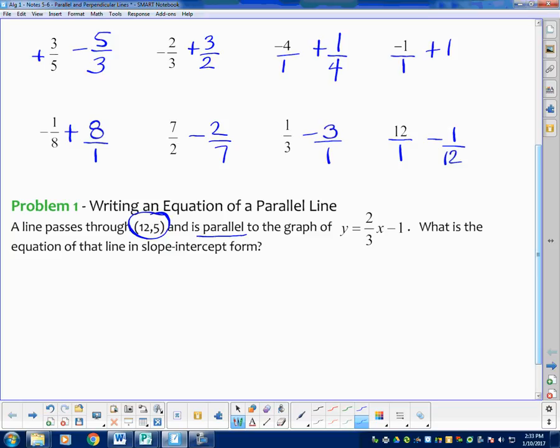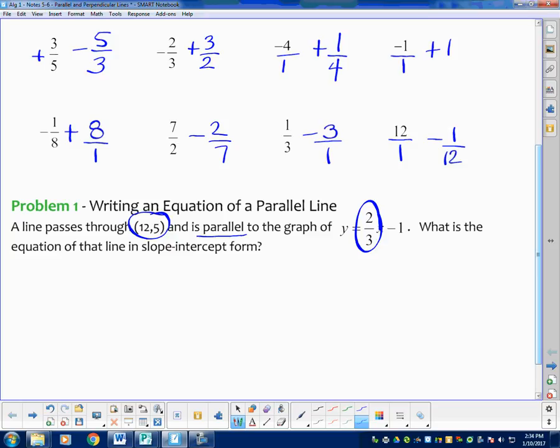Okay. Do we know the slope of the new equation that we're trying to write? We don't know what this number is going to be for the new equation. This is the original line that we're working with. This is our original equation. All we need to pull out of this is the slope.